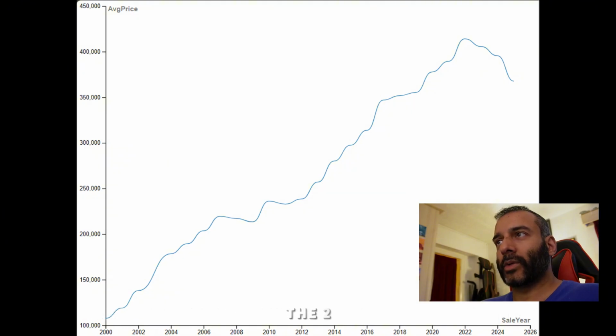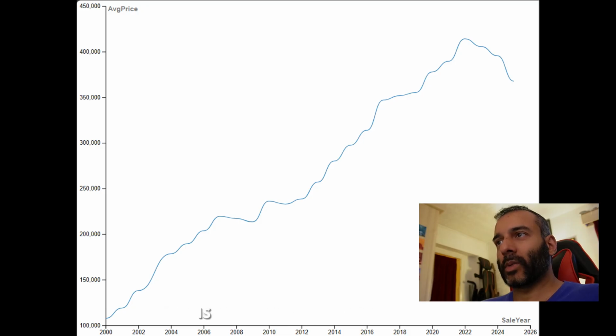At the start of the 2000s, average prices were relatively low compared to where they are today, but as you move along the timeline you can see that steady upward movement. Now it's not completely smooth. There are areas where growth slows down and even dips. For example, around the late 2000s you can see a noticeable flattening in the trend. That reflects the global financial crisis where the housing market paused and in some areas fell slightly.